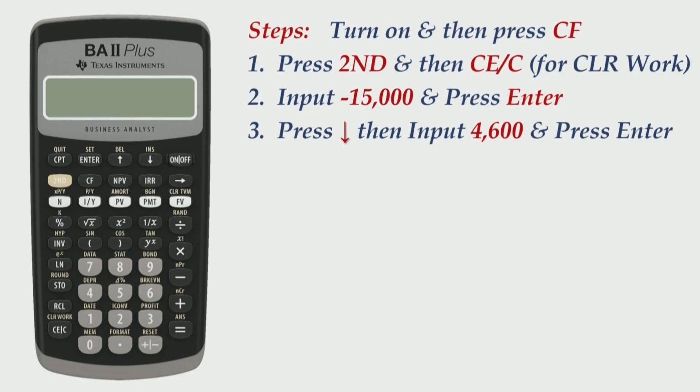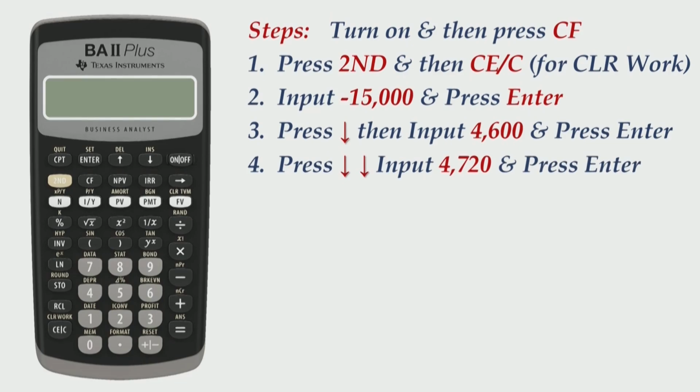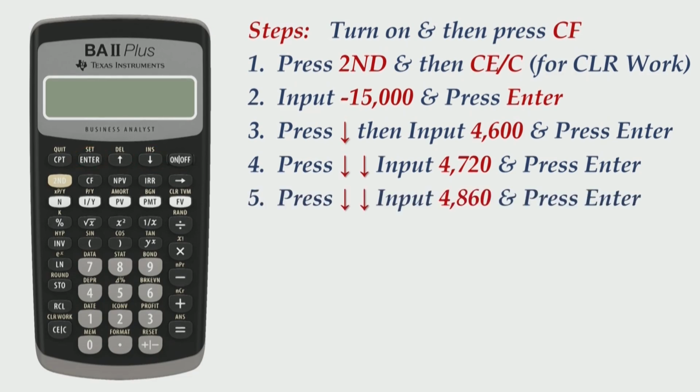So if you don't want to change the frequency from 1 year to any other number, you just twice press the downward arrow key, then input the second year cash flow as 4720, then press enter. So what you have to do, twice press the downward arrow key, input 4720 and then press enter. Then again repeat the process, press the downward arrow key twice, 1 and 2, then input 4860, that is the cash flow for third year, and press enter.